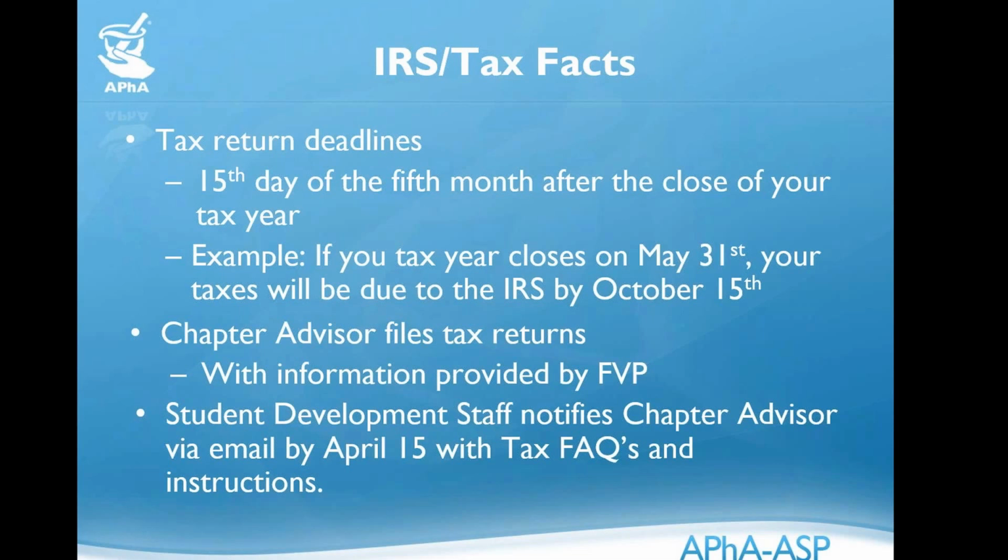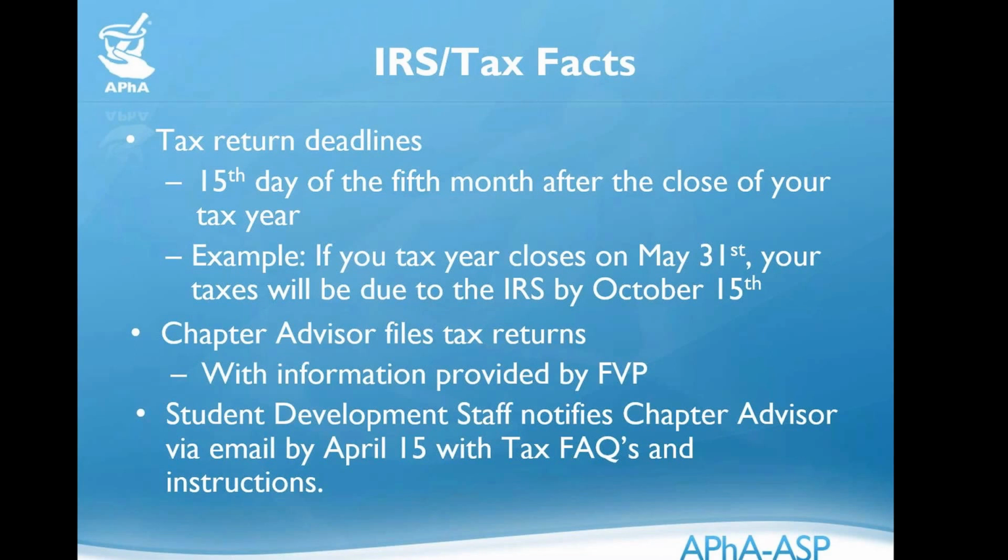So here is kind of an oddball example. If your tax year closes on May 31st, which does occur with a lot of universities, end of May or end of June typically, if it is May 31st, your taxes will be due to the IRS by October 15th. So you count 5 months in, and it's going to be the 15th day of that 5th month that your taxes are due.